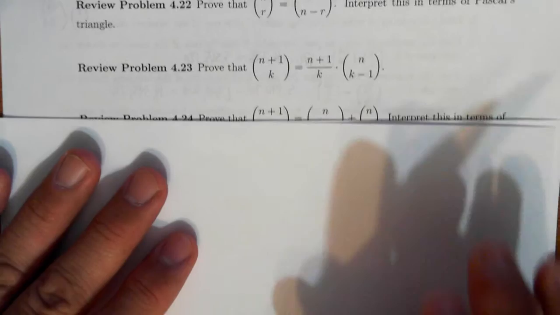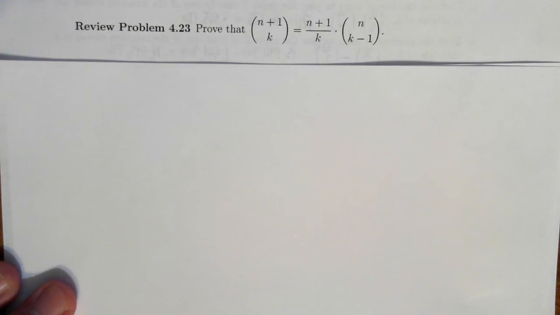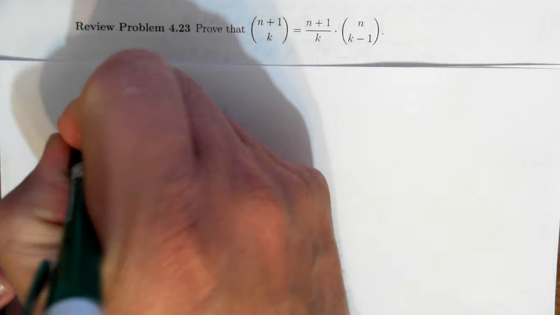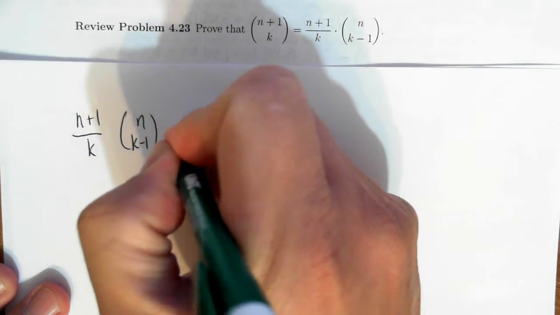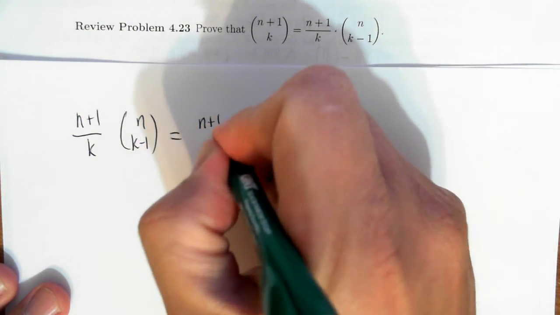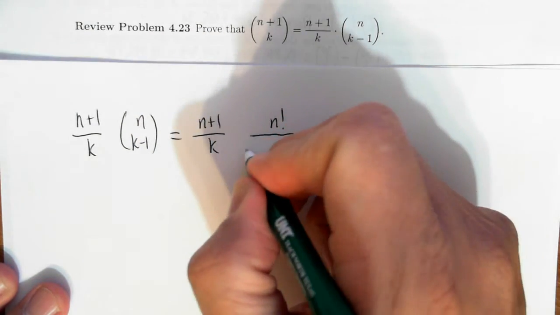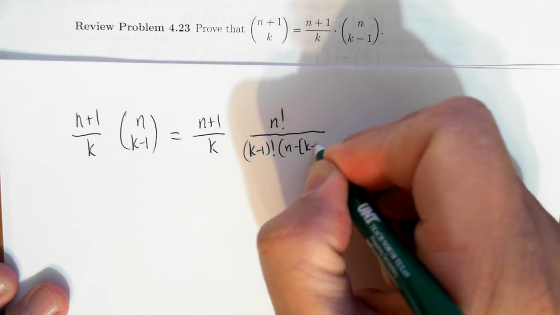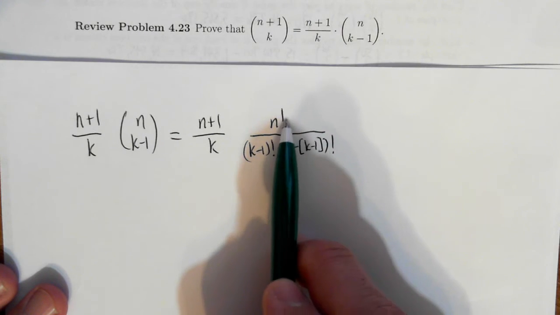Okay, next we're going to take a look at 423 and prove that n plus 1 choose k is equal to n plus 1 over k times n choose k minus 1. For this, we will start with the more complicated side, n plus 1 divided by k times n choose k minus 1. So that's this fraction, n plus 1 over k times n factorial over k minus 1 factorial times n minus k minus 1 factorial.